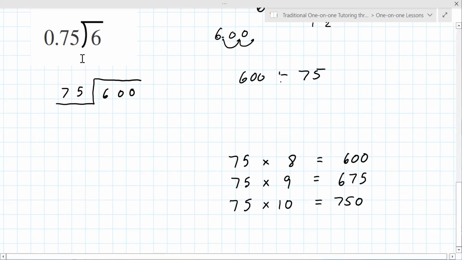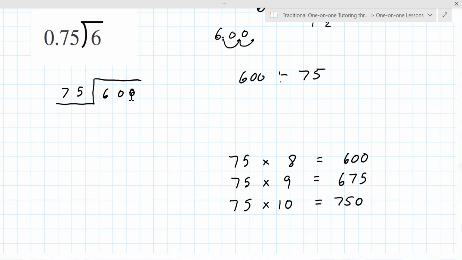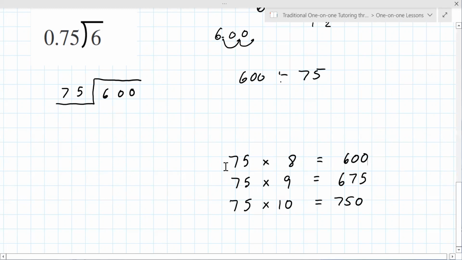So how many times does 75 go into 600? We've got it right over here, Zoe. Okay, 75 times 8 is 600. How many times does 75 go into 600? It's this number, 8. 8 times.